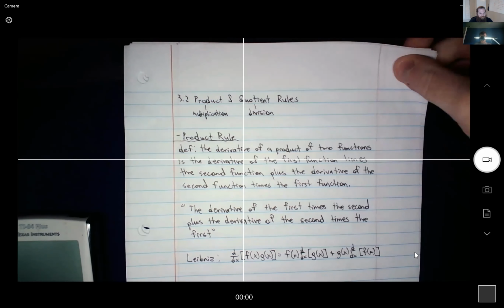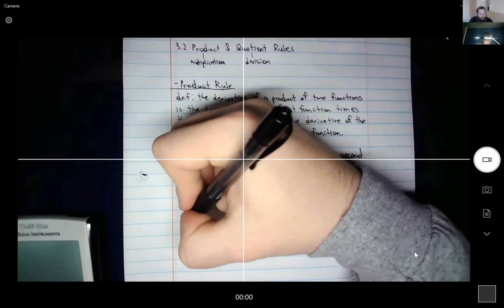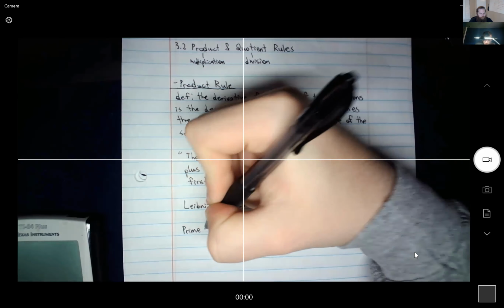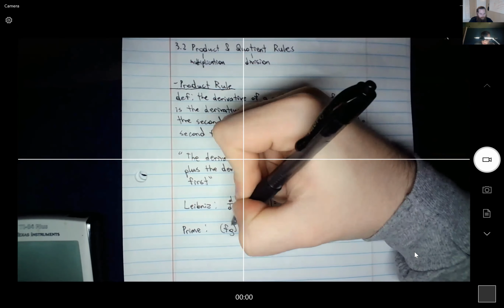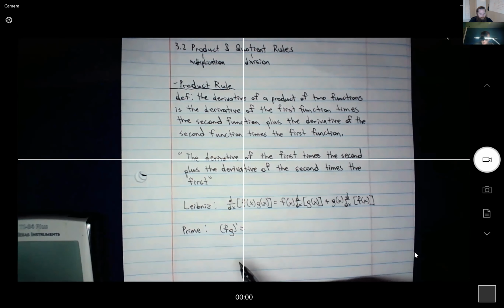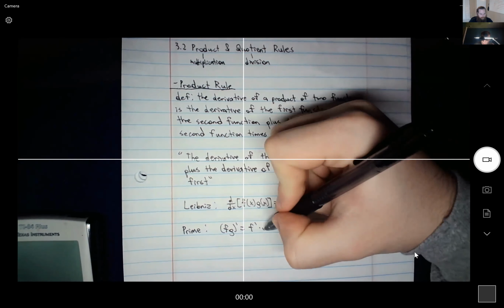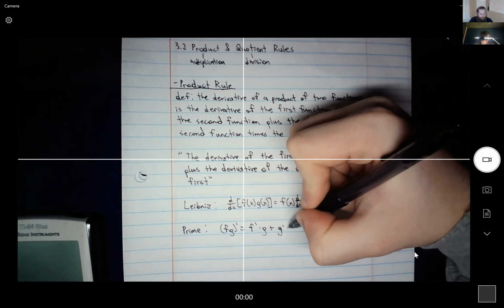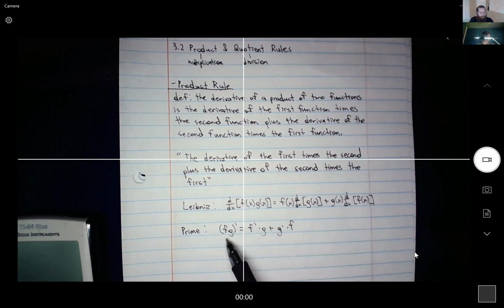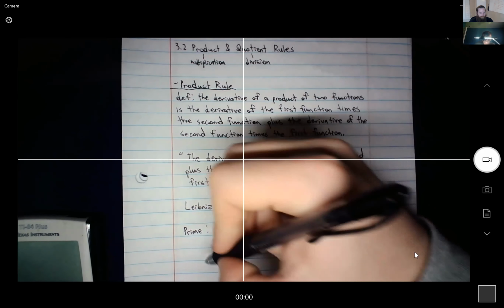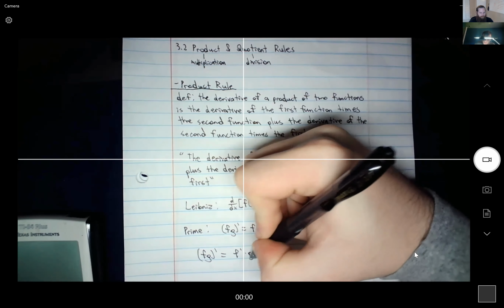There's an easier notation that I prefer, which is prime notation. Prime notation has it as such: f times g prime, so it would be f prime times g plus g prime times f. So the derivative of the first, f, times the second, g, plus the derivative of the second, g, times the first, f. Just like that. So why doesn't f times g equal f prime times g prime?